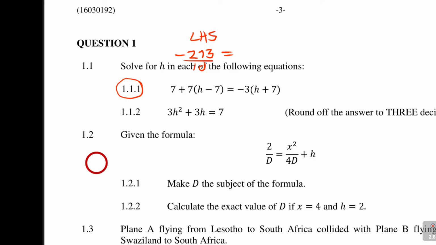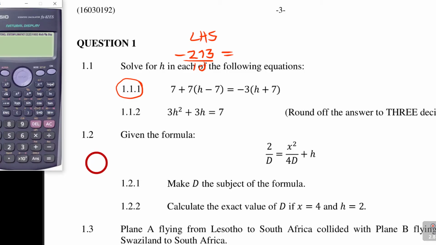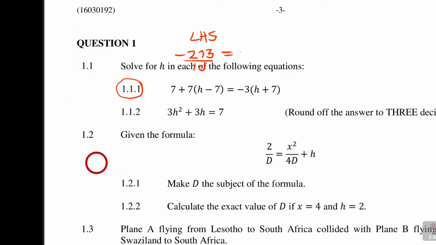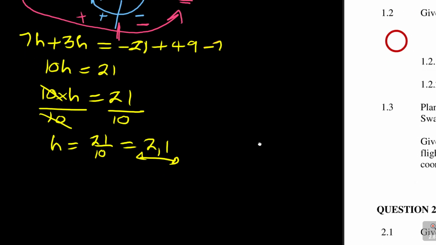And then equal to, let's try our right hand side and see what it is going to give us. It must give us something that is the same, because if it's not the same, it means it's wrong. So it's minus 3 bracket h, which is 21 over 10, then plus 7. Then close the bracket, equal to, and I'm getting minus 273 over 10. Guys, this is my right hand side. That's how you test. The left hand side equals the right hand side. It means my answer here is definitely correct.